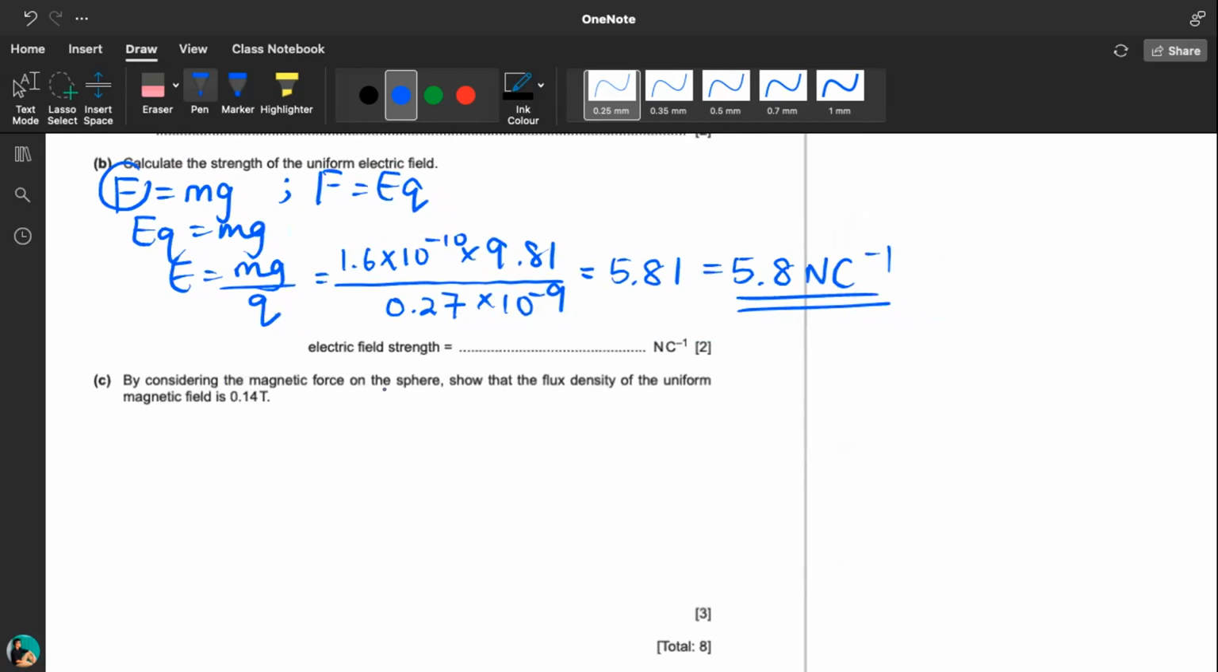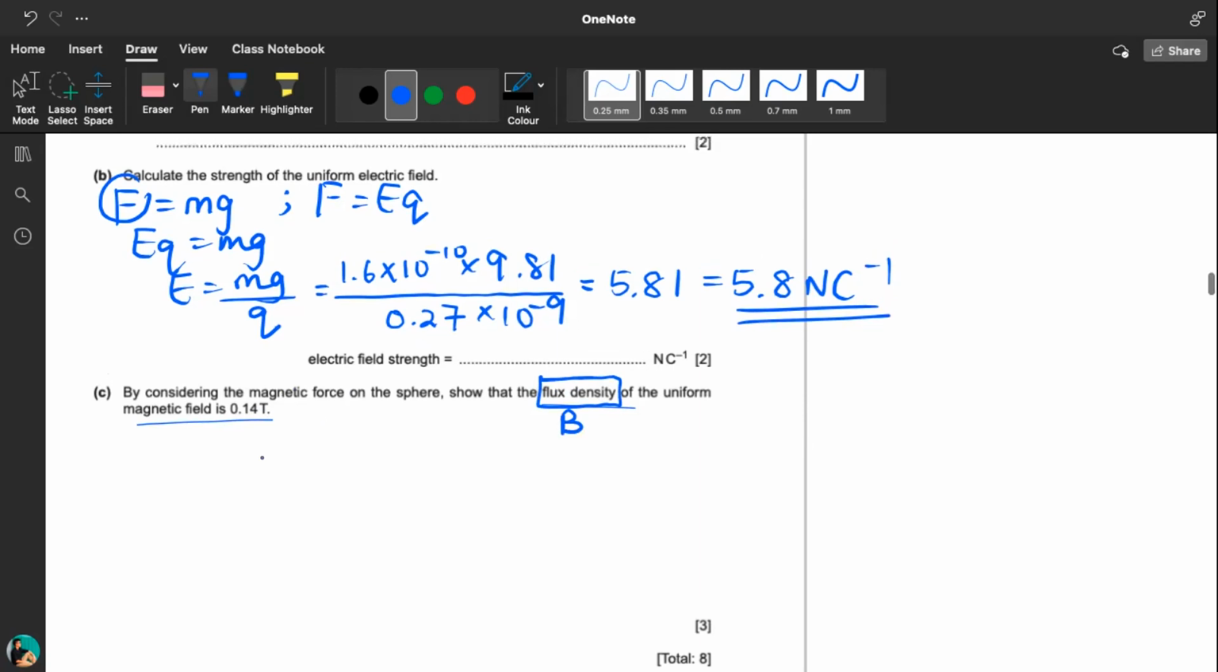By considering the magnetic force on the sphere, show that the flux density of the uniform magnetic field is 0.14 Tesla. So flux density is like the field strength, okay? Like the 9.81 for the gravity, and for the magnetic, they call it flux density, the B. So you're going to use this by considering the magnetic force. So we know magnetic force is centripetal force.